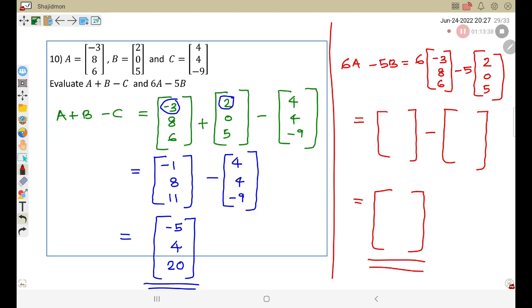Okay, you can just try this question. I will show it here anyway. 6 multiplied by minus 3, minus 18. Then similarly 6 multiplied by 8, 48. 6 multiplied by 6, 36. Minus 5 multiplied by 2, 10. 5 multiplied by 0, 0. 5 multiplied by 5, 25. Now, minus 18 minus 10, minus 28. 48 minus 0, 48. 36 minus 25, you can subtract, 11. So that is the answer for 6A minus 5B. I hope you understood this question.